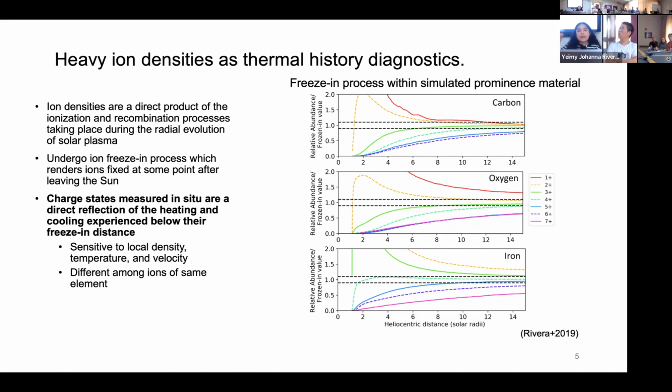And so one of the things that I wanted to point out here is that the charge states that we measure in the heliosphere from ACE have undergone this freeze-in process. One of the things that you'll notice when you look at the different ions and the different elements is that each charge state really has its own evolution and its own freeze-in altitude. Depending on where it freezes in the evolution, when you look at the full distribution, it could really sample a large range of the evolution.